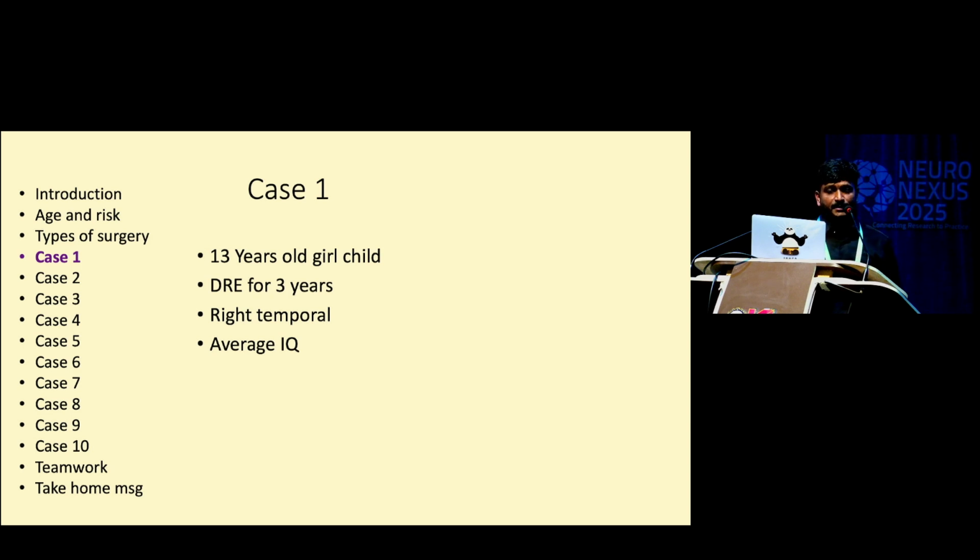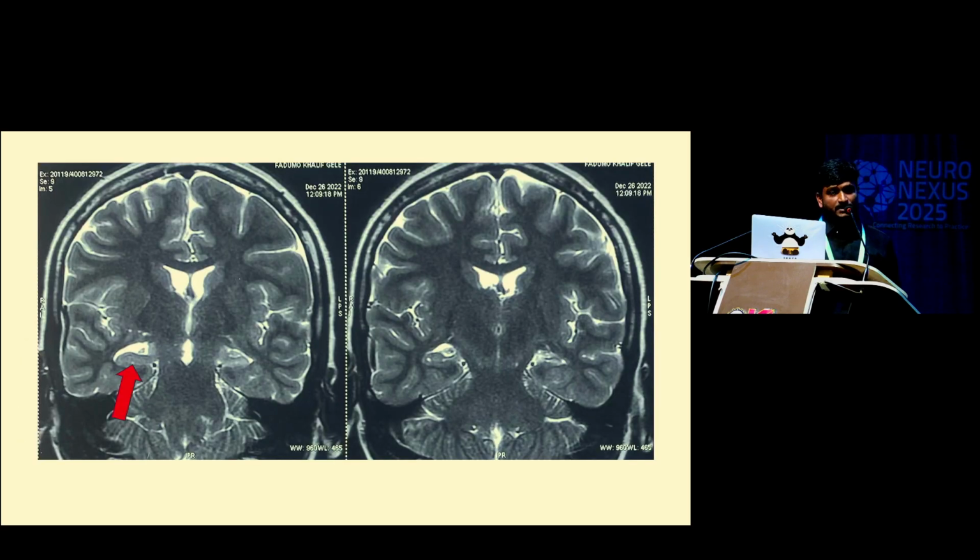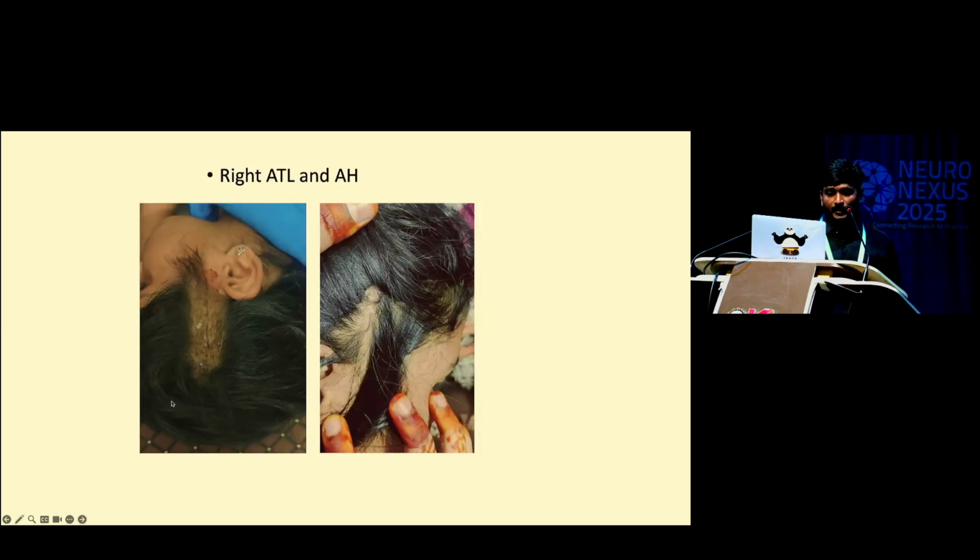This is a 13-year-old child with seizures for 3 years, and the locus was right temporal. A very classic and common pathology in drug refractory epilepsy is mesial temporal sclerosis. In this case, it is right mesial temporal sclerosis. We did a right anterior temporal lobectomy and amygdalo-hippocampectomy.